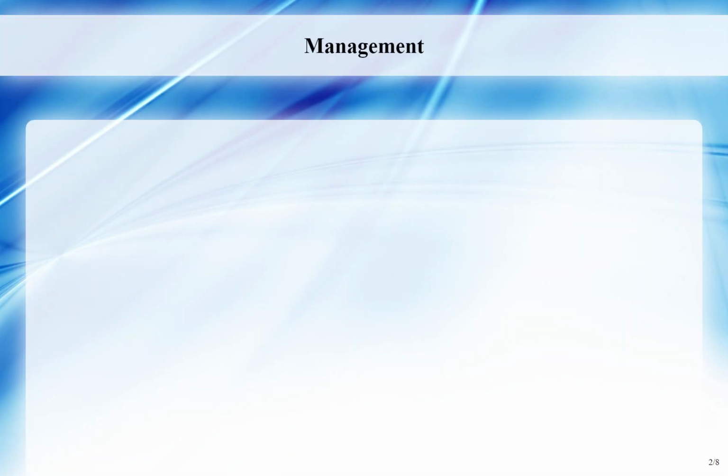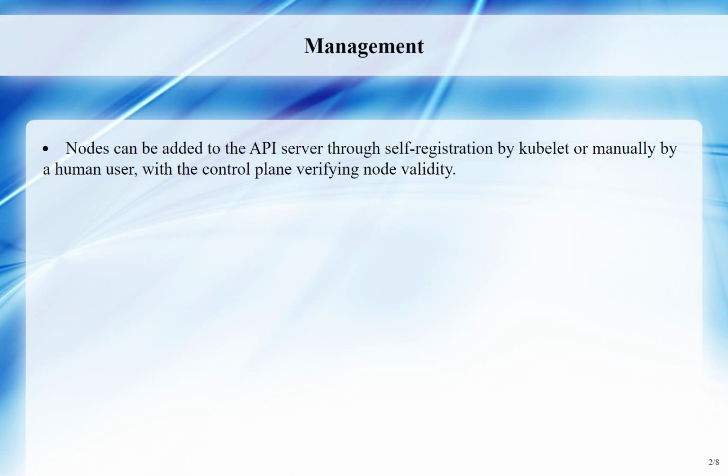Management. Nodes can be added to the API server in two main ways: through self-registration by the kubelet on a node or manually added by a human user. Once a node object is created, the control plane checks its validity and ensures that the kubelet has registered to the API server.